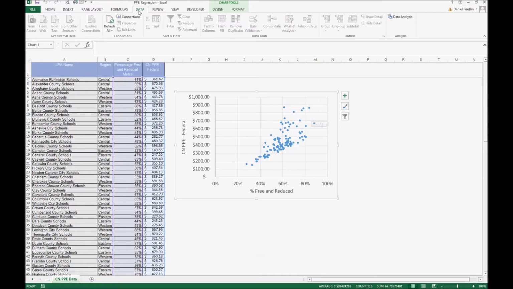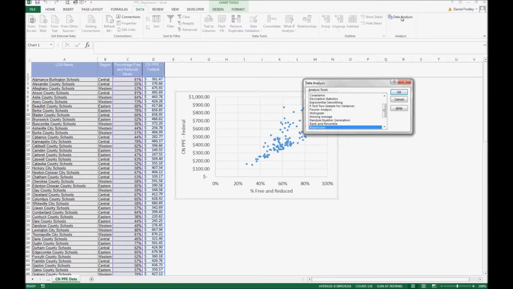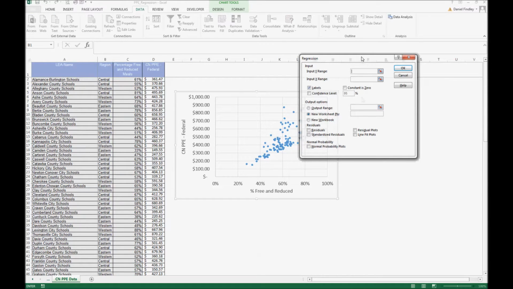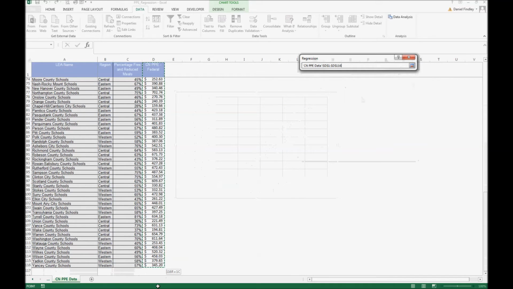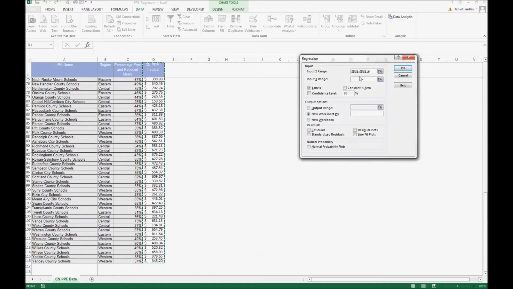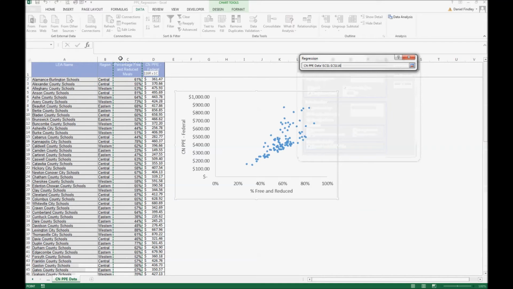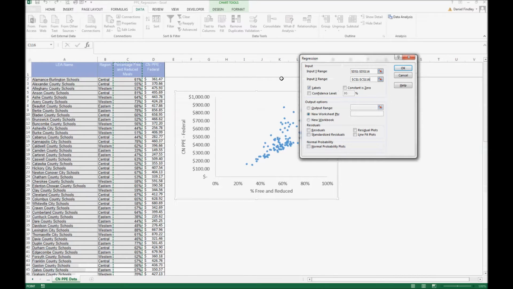So in the data ribbon in Excel, go to data analysis and select the regression option. For our input Y range in Excel, this is what we're trying to explain. We want to explain the child nutrition per pupil expenditures from the federal government, so we're going to select our data in column D. For our input X range, we're using percentage free and reduced meals to help predict our per pupil expenditures, so we're going to select that as our input X range. We have labels. I selected row 1. Those are where our labels are, so we want to make sure we have that checked.